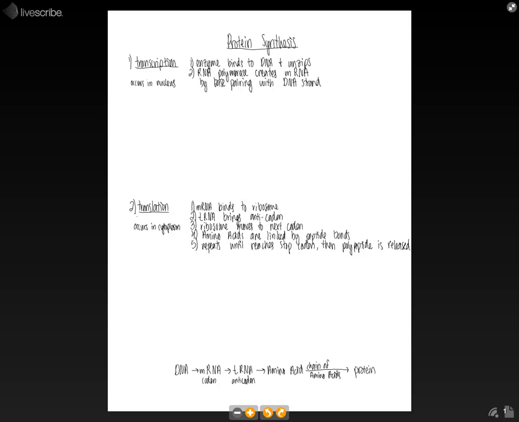Then we have an RNA polymerase molecule that's going to come in, read the single-stranded DNA, and create an mRNA strand by base pairing with that DNA strand. So if we look at an example here, we'll make a DNA and an mRNA strand. For DNA, we'll just throw out some letters, just a random sequence here.